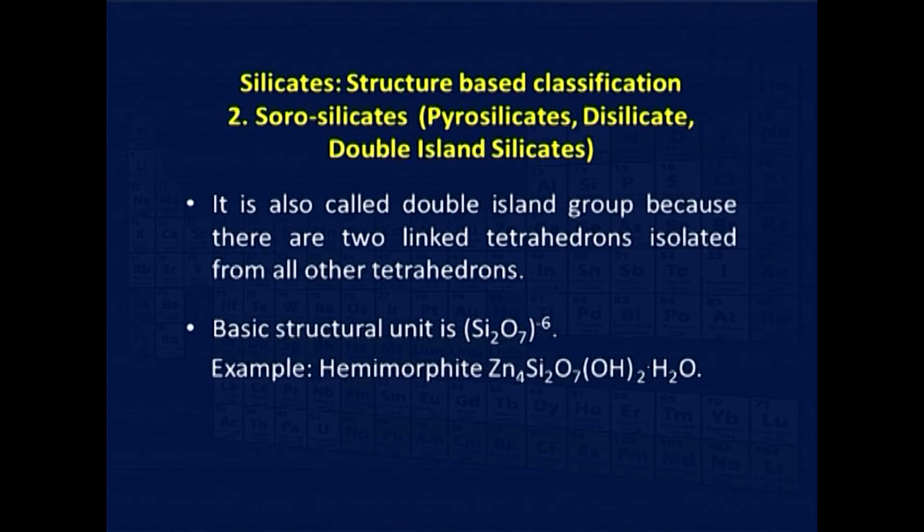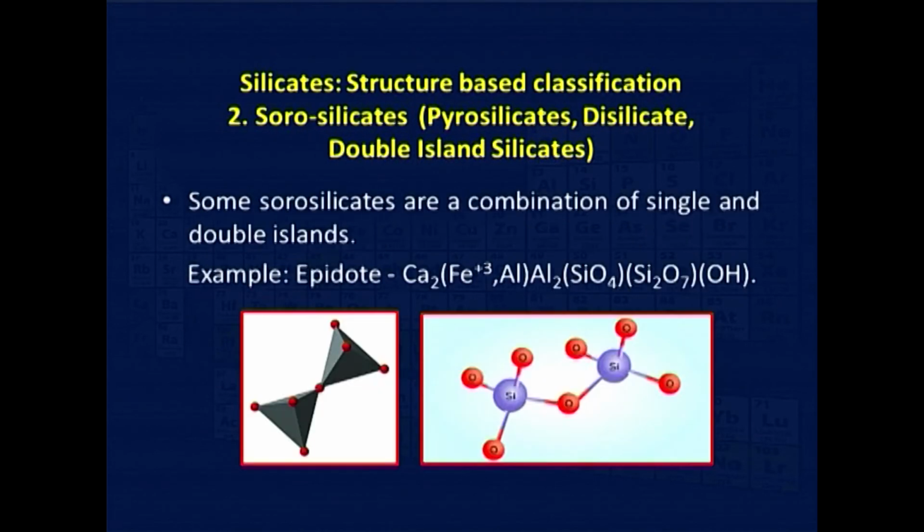Hemimorphite, Zn4Si2O7(OH)2·H2O, is a sorosilicate type of mineral. Some sorosilicates are a combination of single and double island. This is the structure of the sorosilicates. They are attached together through the oxygen and only two silicates are attached together. This is the example of epidote.